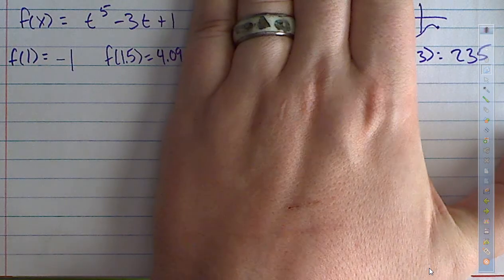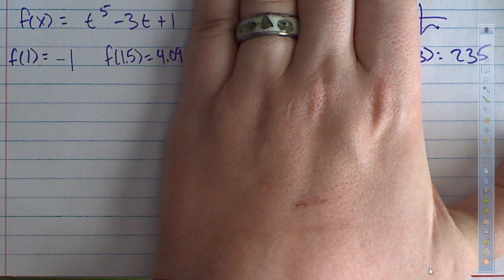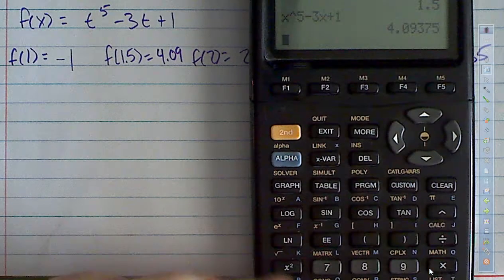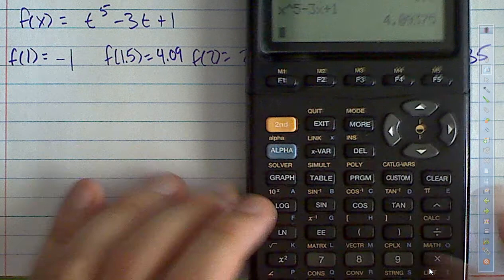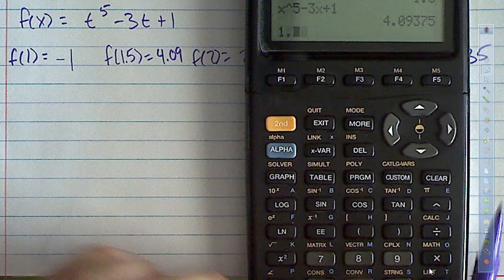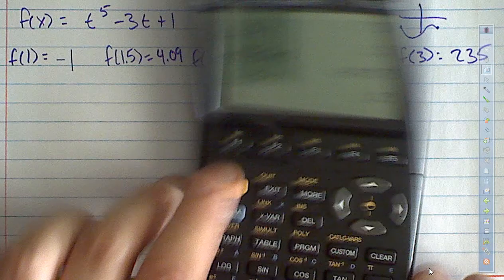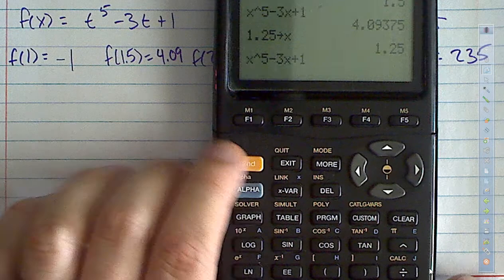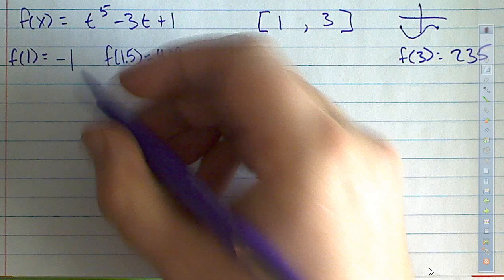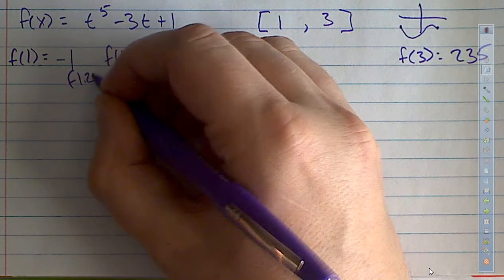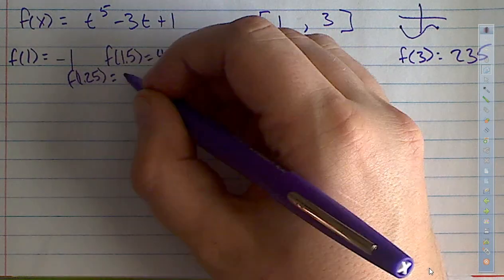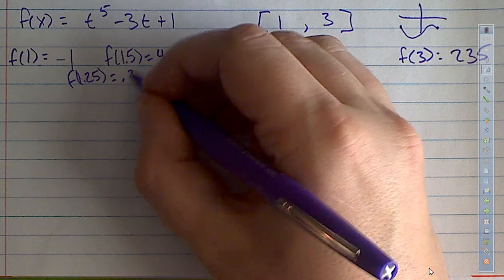So I'm going to bisect it again. 1.25. So 1.25 store for x, and I get 0.30. I know, I told you this wasn't going to be easy. I wasn't lying to you.